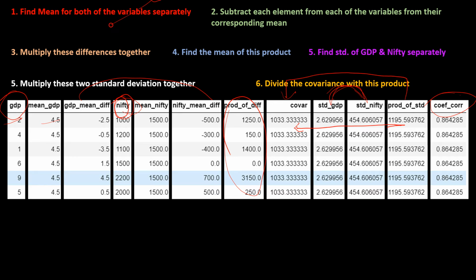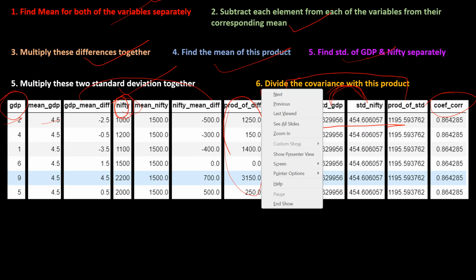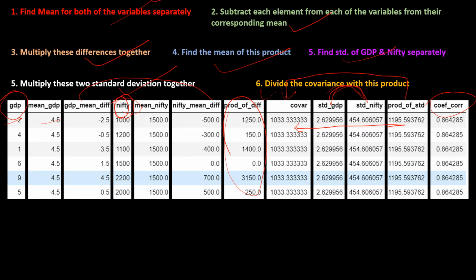First you need to find the mean of both of these variables, then subtract the mean from each element of that variable, then multiply the differences, and then find the mean of this product. Then find the standard deviation of the two variables separately, GDP and Nifty, multiply these standard deviations, and then divide the covariance by this product, and then you get the correlation coefficient. So here are the steps again. Covariance of GDP and Nifty you have to find, then the standard deviation of GDP and the standard deviation of Nifty, multiply these together and then use that product to divide the covariance.